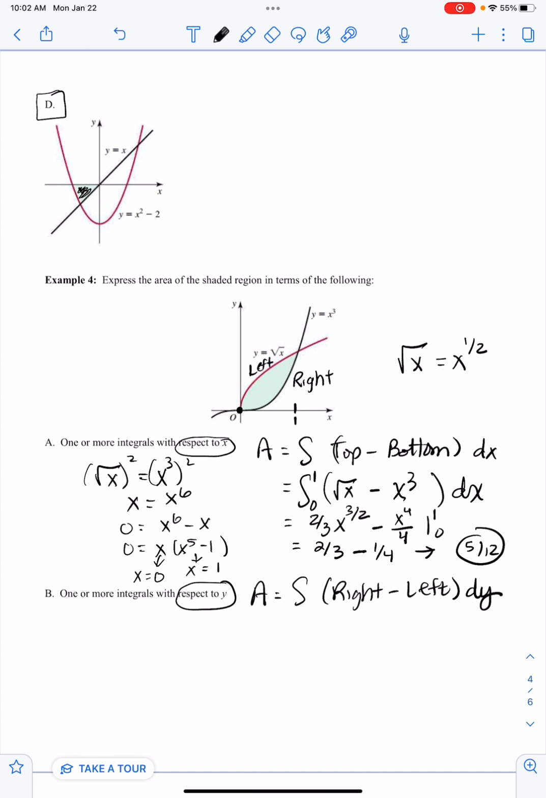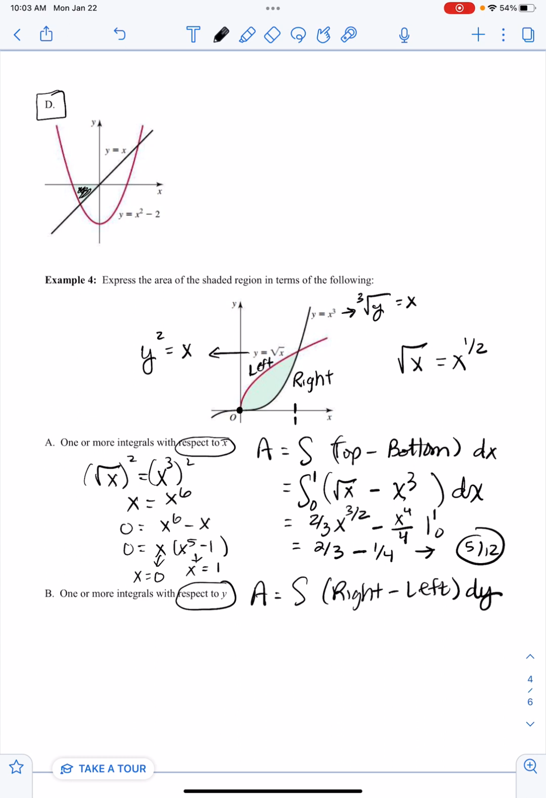Okay, now the issue is the formulas are not all in terms of y, so we have to make that happen. So not hard to do, we just need to take the cube root. So we'll have the cube root of y is equal to x for our right function. And then for this function, to get rid of the square root, we need a square. So we're going to have y squared equals x.